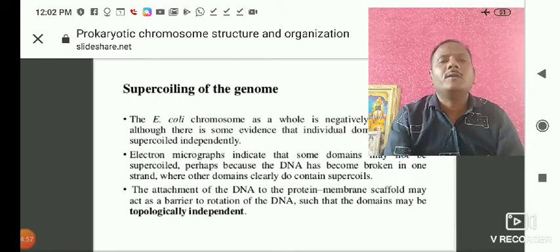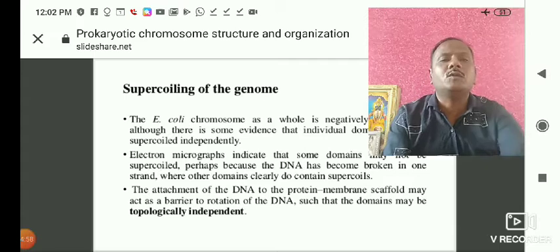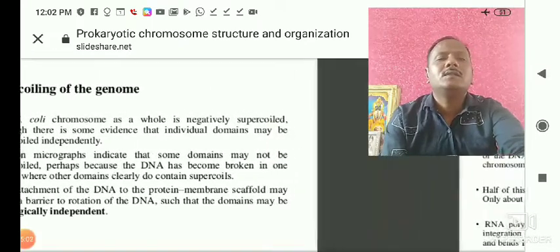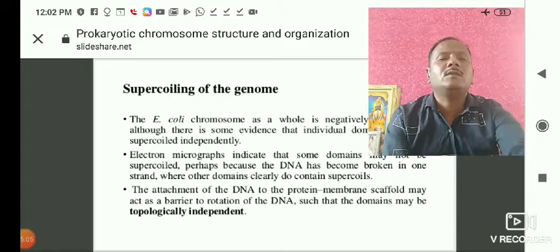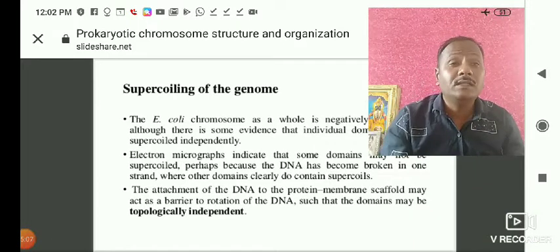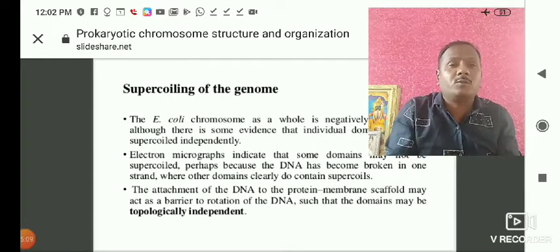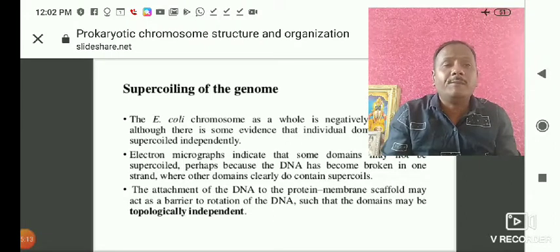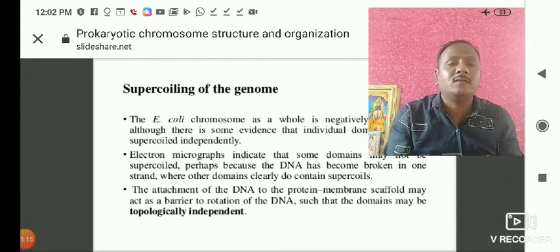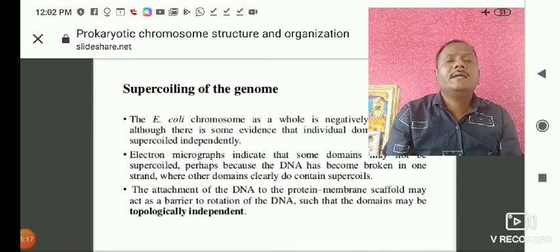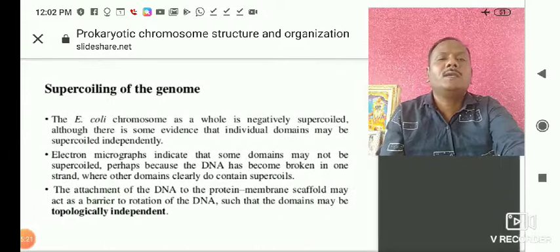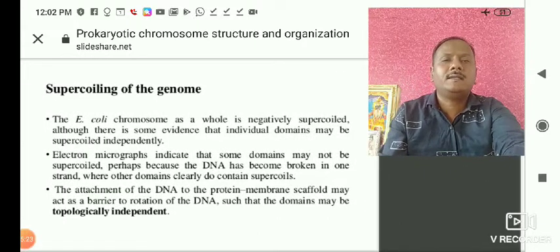The supercoiling of the DNA: the E. coli chromosome as a whole is negatively supercoiled. Negatively supercoiled means one loop is further supercoiled, one fold is further folded. What happens? It undergoes further folding, that is, we can say supercoiled. There is more evidence that the individual domains may be supercoiled independently.